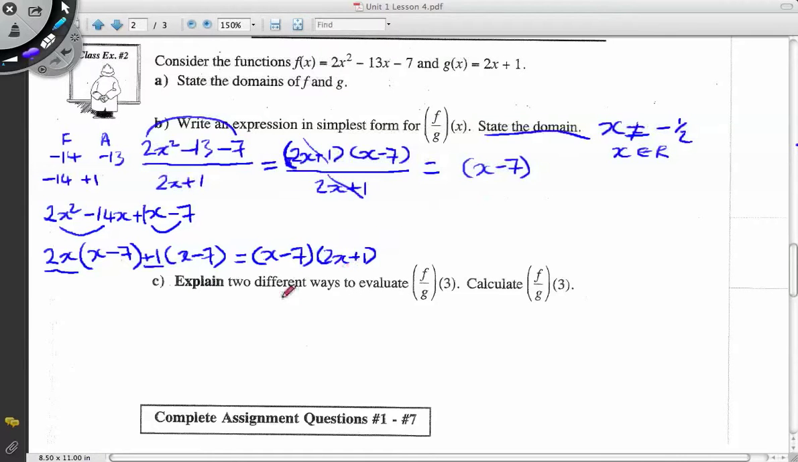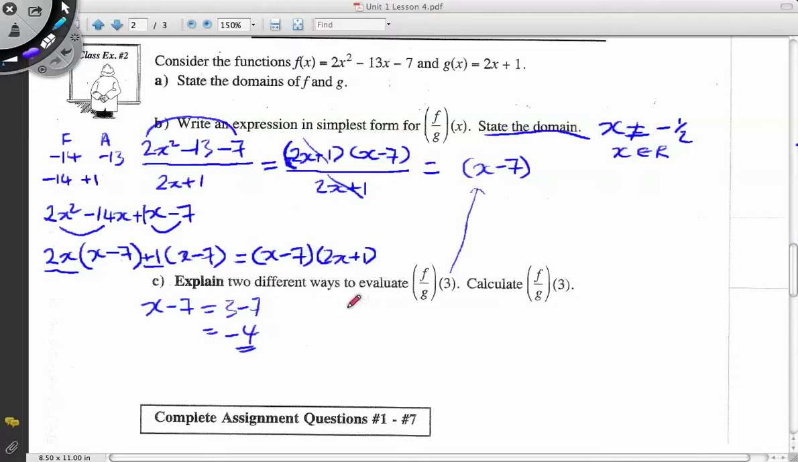A circle. Explain two different ways to evaluate f over g of 3. In other words, we're replacing x by 3. So notice we have it already simplified, but we're putting in 3. 3 will go in here. So explain two different ways to evaluate. So that's one way. We can just simply take x minus 7 and say, okay, that's going to equal 3 minus 7, or negative 4.